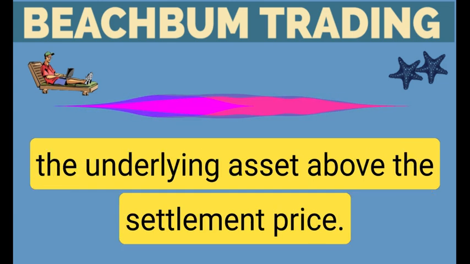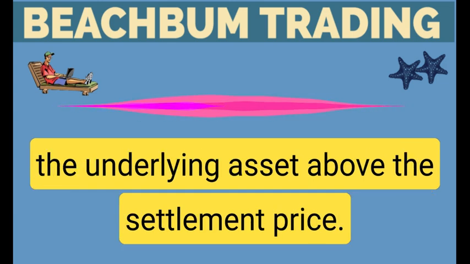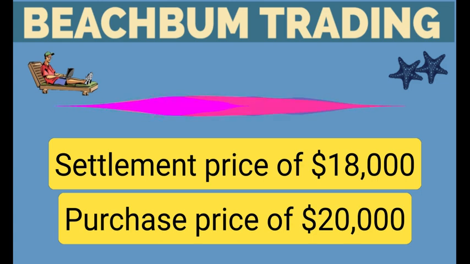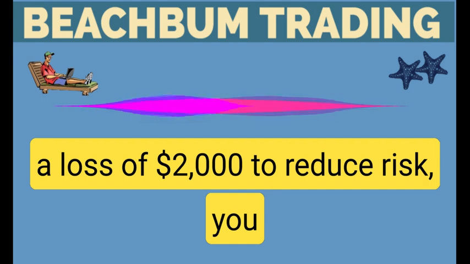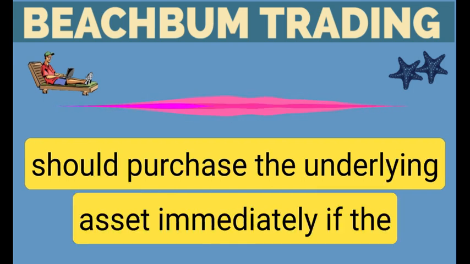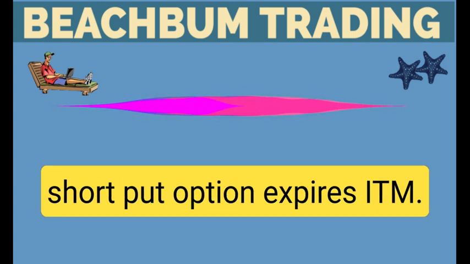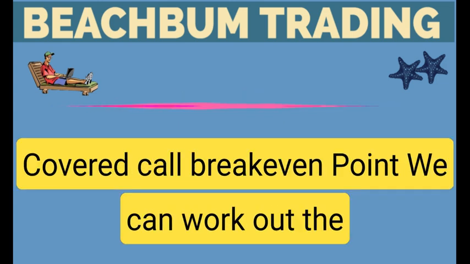Negative outcome: the writer purchases the underlying asset above the settlement price. Settlement price of $18,000, purchase price of $20,000. A loss of $2,000. Note: to reduce risk, you should purchase the underlying asset immediately if the short put option expires ITM. Covered call: break-even point.